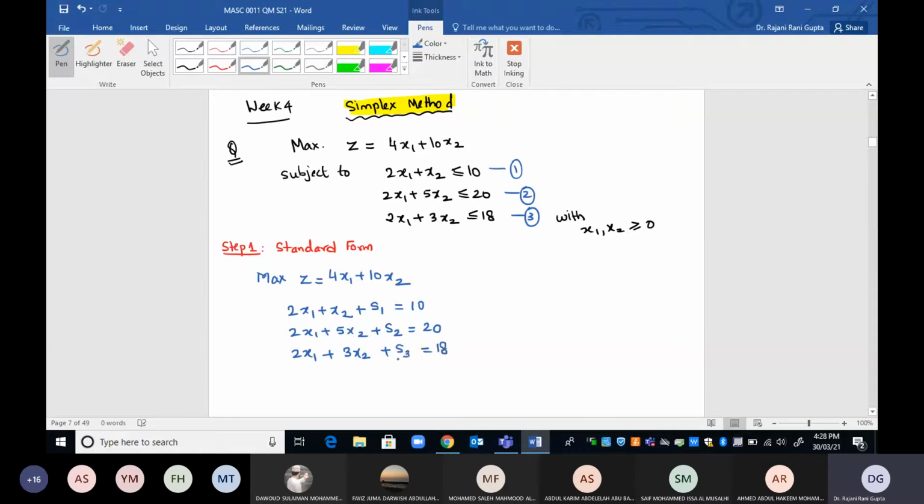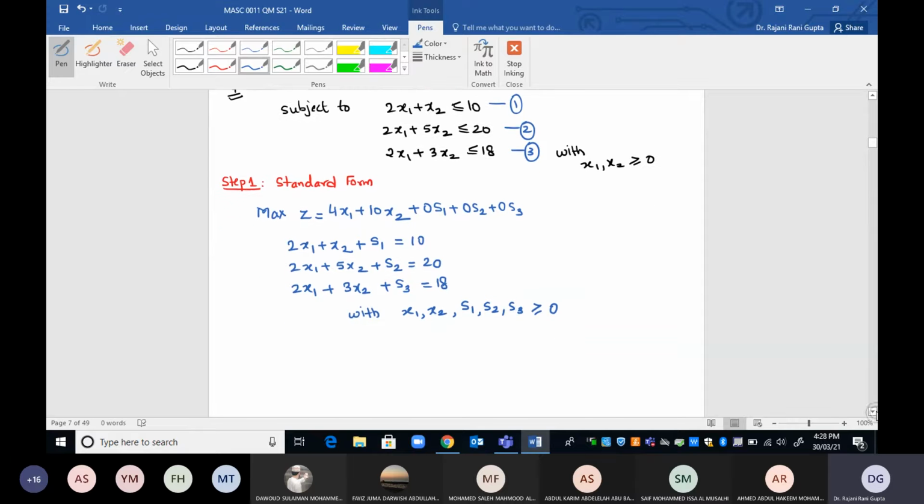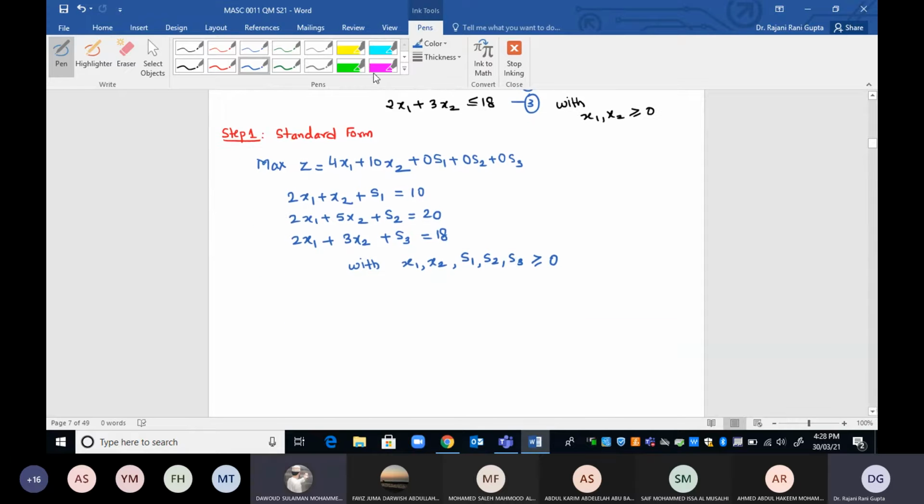So note that all these slack variables are non-negative. We already have x1, x2 greater than or equal to 0. In addition to that, we get s1, s2, s3 also greater than or equal to 0. Now these slack variables that were added are not going to contribute anything to the profit. So we add in the objective function 0s1, 0s2 and 0s3. Okay. Any doubt up to here? Clear, miss. Okay, good.